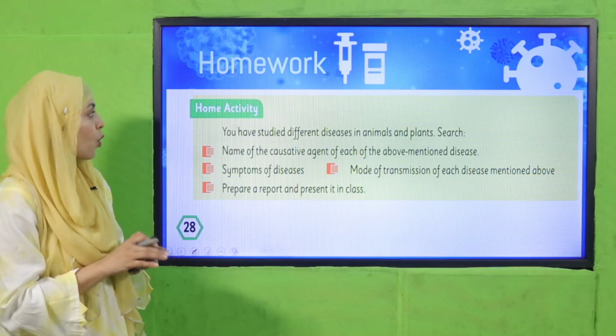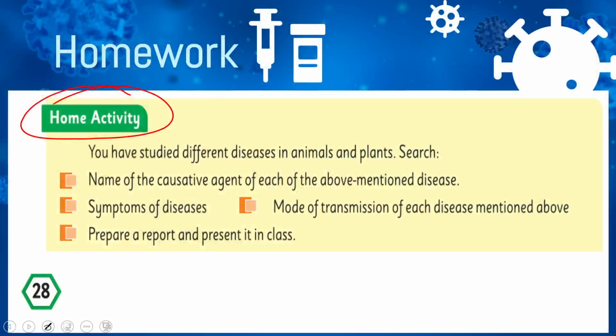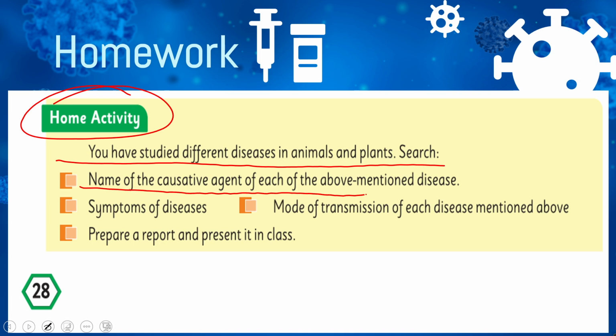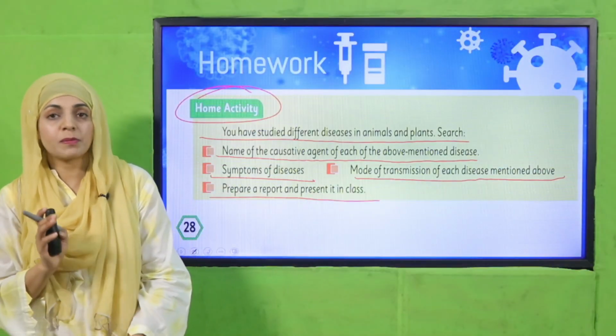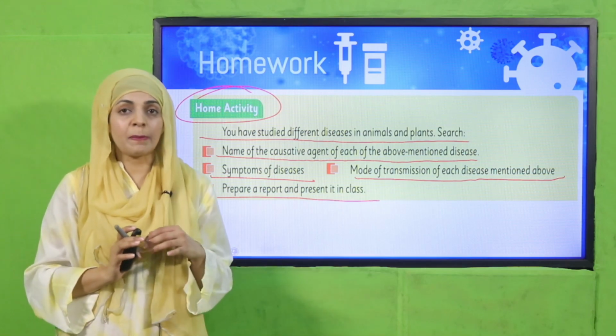Now we will move forward towards the homework. Quickly note down the homework, home activity. What you need to do is you have studied different diseases in animals and plants. Search the name of the causative agent of each of the above mentioned diseases, symptoms of the diseases, mode of transmission of each disease mentioned above, and prepare a report and present it in the class. So my dear students, we have just studied different microbes which cause diseases in plants and animals like virus, bacteria and fungi.